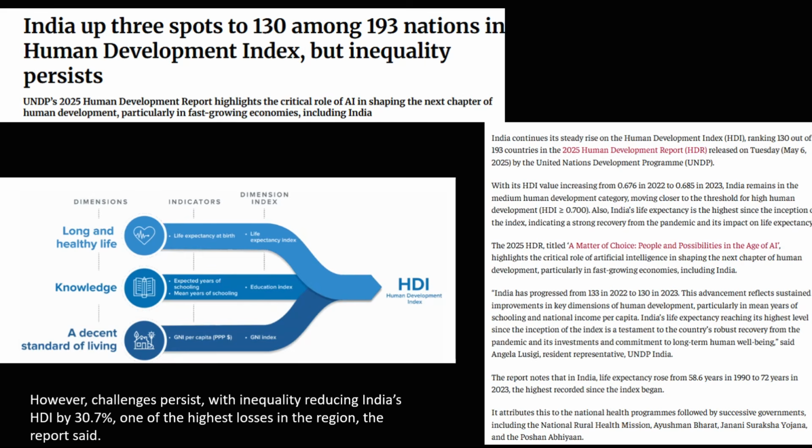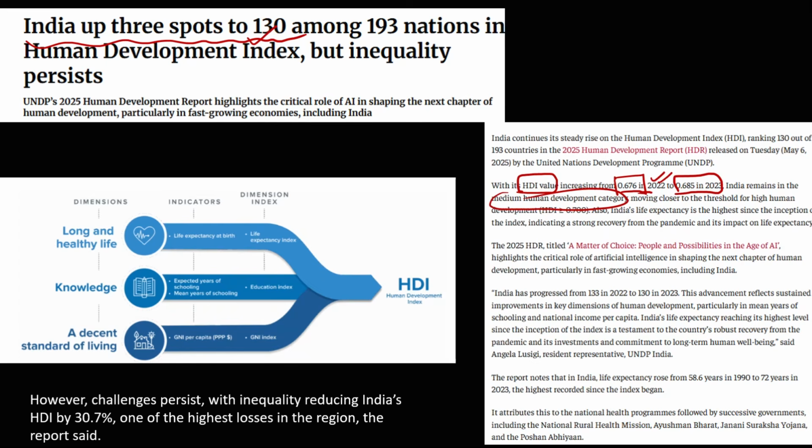So now let us discuss some of the important indices in depth. Recently, you can see in the 2025 UNDP Human Development Index, India's rank has increased to 130. From the previous one, our rank has improved. You can see India is up 3 spots to 130 out of 193 nations. India right now is placed in the medium human development category. Why? Because India's human development index value is 0.676 in 2022, and in 2023 it was 0.685.